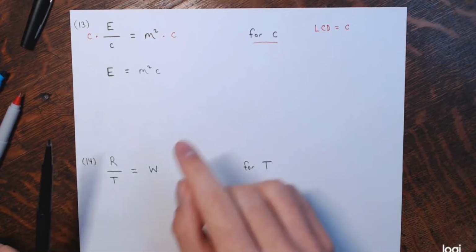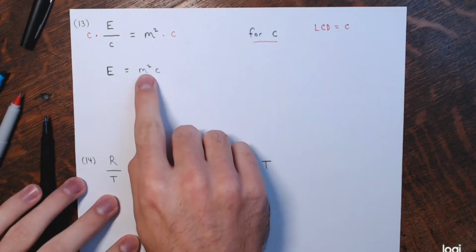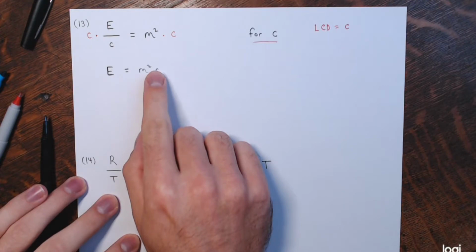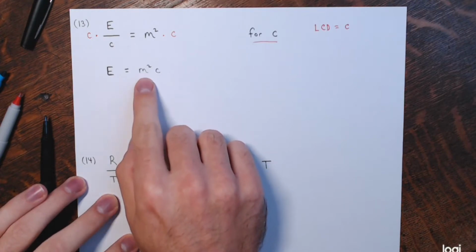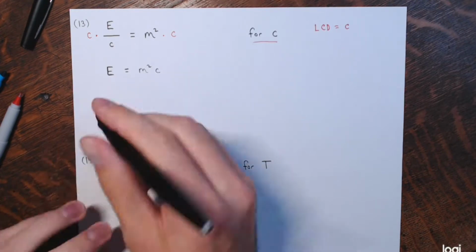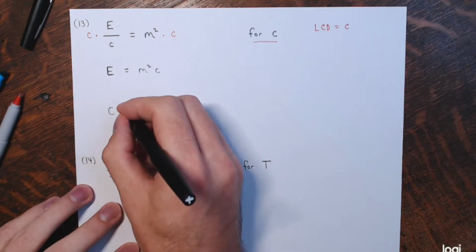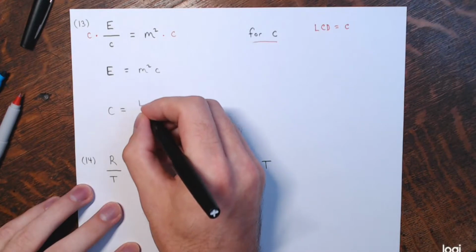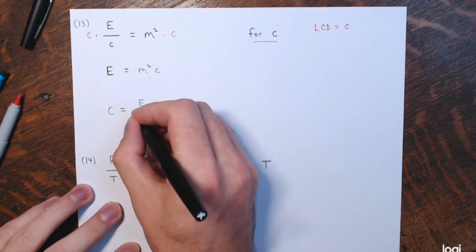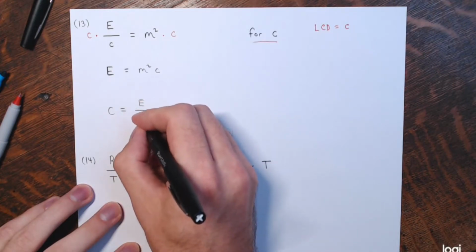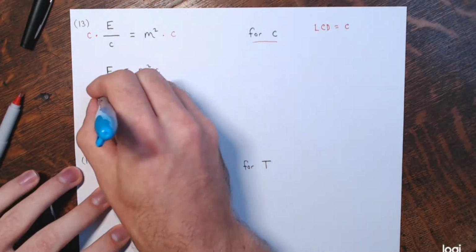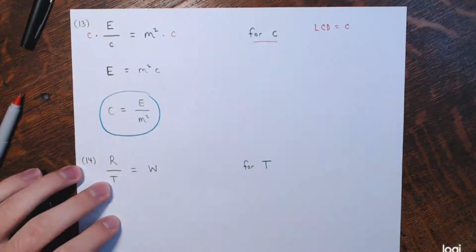And then solving for c, I already have the only term with c on the right side. So to get c alone, I would simply divide by m squared. So we'd have c alone on one side equals, and then on the other side, e divided by m squared. And that's it. There's that equation solved for c.